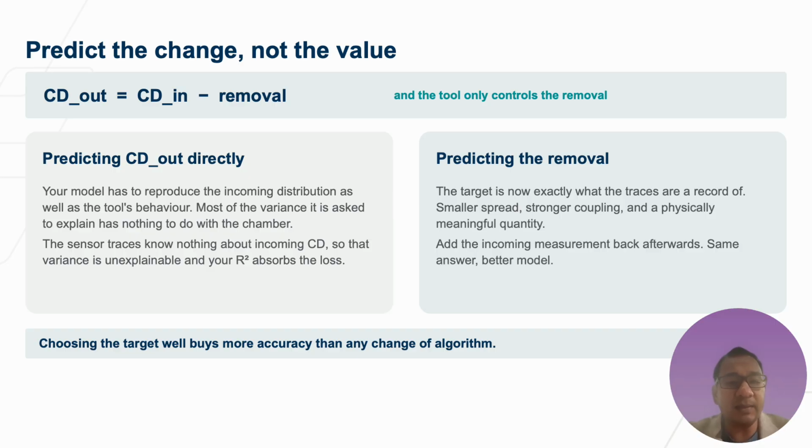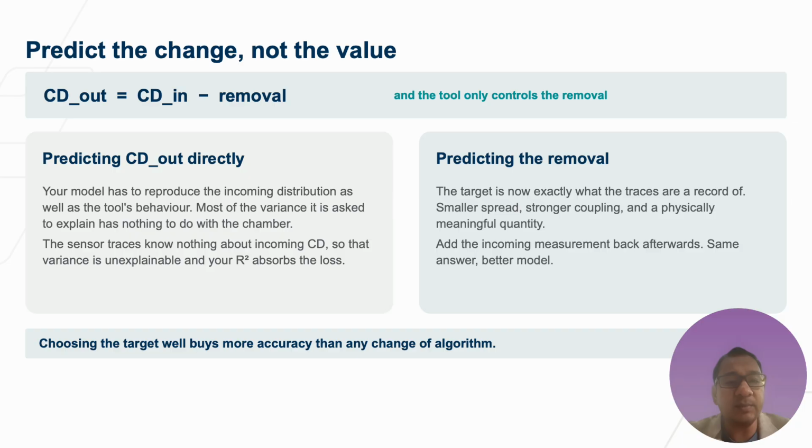You will look at a mediocre R squared and conclude that sensors are uninformative when in fact you asked the wrong question. If you predict the removal, the target is exactly what the traces record. Smaller spread, stronger coupling, and a physically meaningful quantity that a process engineer can argue with. Then add the incoming measurement back afterwards. The same answer, much better model.